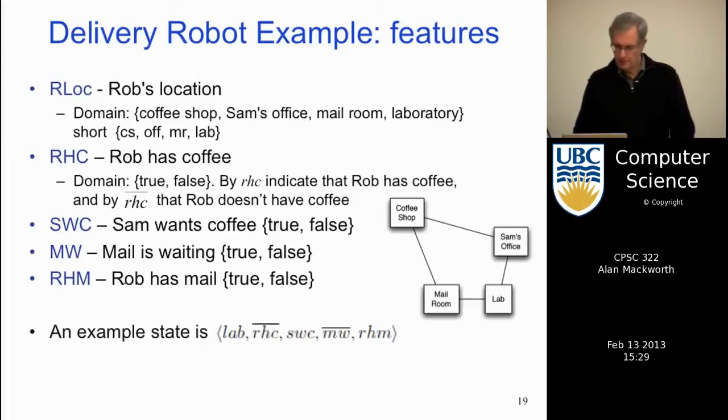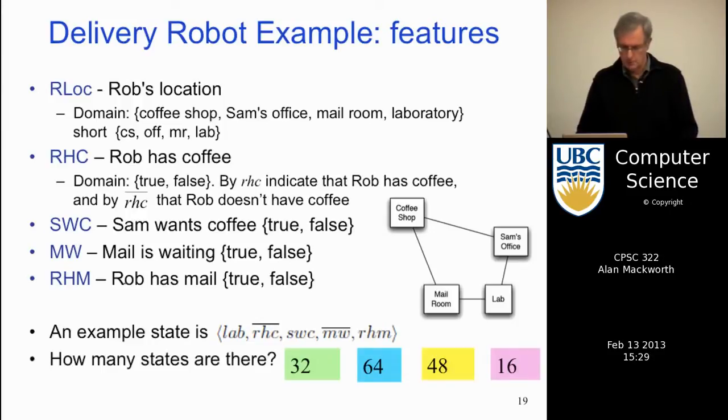For example, I have a vector which gives the value for each of the 5 variables. The robot is in the lab. The robot does not have coffee. Sam wants coffee. There is no mail waiting, and the robot does have mail to deliver. So we've got a structured description of the state. It's a 5-tuple now, as opposed to just being a name, S33. It's a 5-tuple with these 5 different values. So how many states do we have in this world?